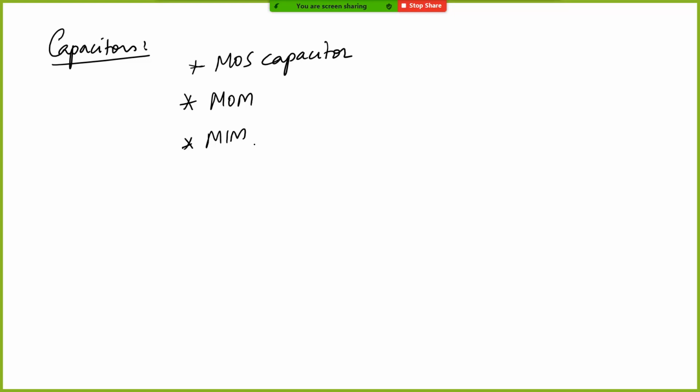Now all these things also have what is called a temperature dependence, so they will have some temperature coefficient. The value of the capacitance will also have some small variation with temperature, and it will also have some variation with voltage.